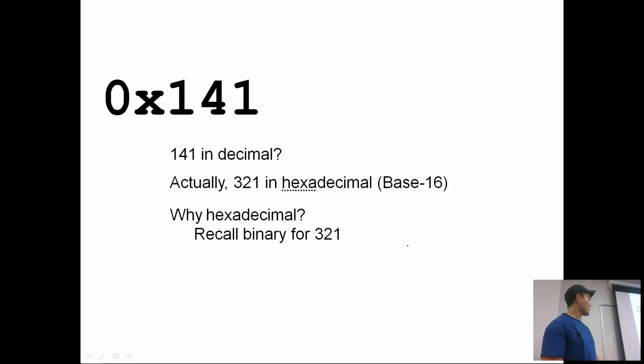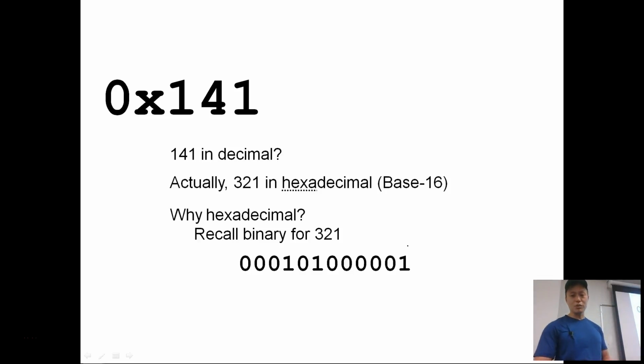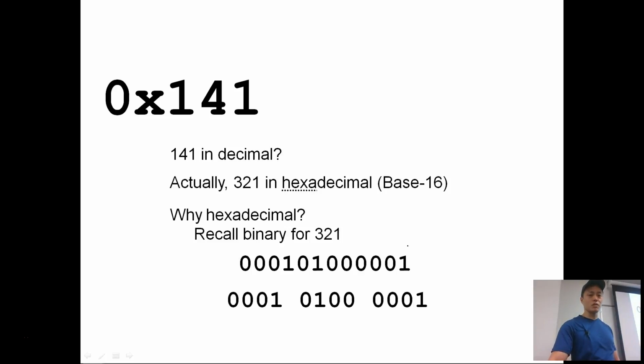So why are we doing hexadecimal? If you can recall the binary for 321, that is a long string. And if you have 321 in x86 64 bits, you're writing 64 digits, which is pretty painful. All right?